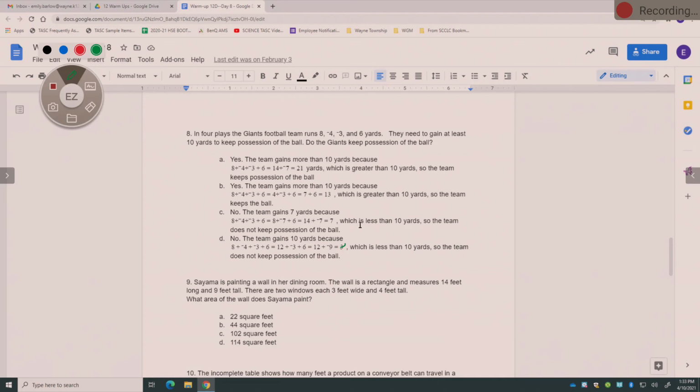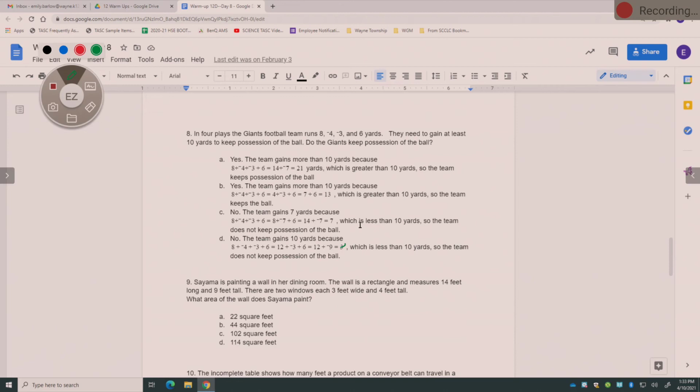Number 8, in 4 plays, the Giants football team runs 8 yards the first play. They lose 4 yards the second play. They lose 3 more yards the third play, and they gain 6 yards. So in football, you've got your defense and your offense is trying to gain at least 10 yards in 4 plays. So what this question is asking is, did the Giants do it? Were they able to get at least 10 yards in these 4 plays?